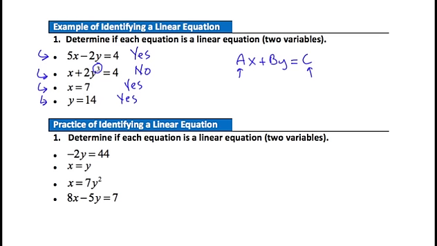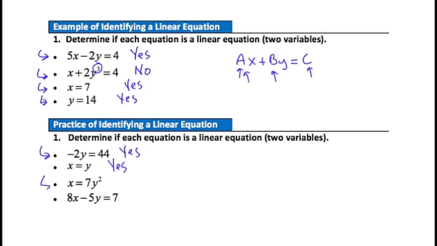Let's take a look at this first one here. Negative 2y equals 44. There, my x term is just dropped out, but that's still a linear equation, so I'd say yes there. x equals y. Now, that's a little funny looking, but that's still a linear equation. If we came back up here, a is 1, b is 1, and c was 0, but I still have a linear equation there, so yes, that's still linear.